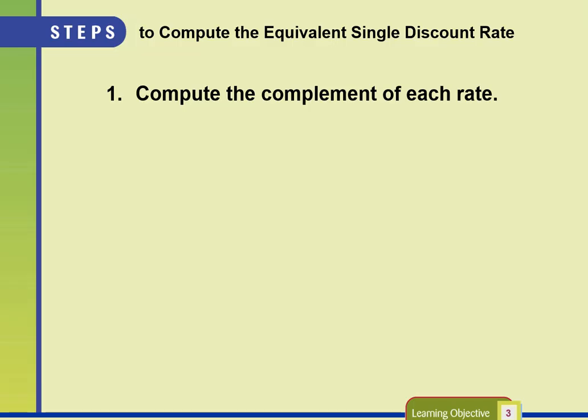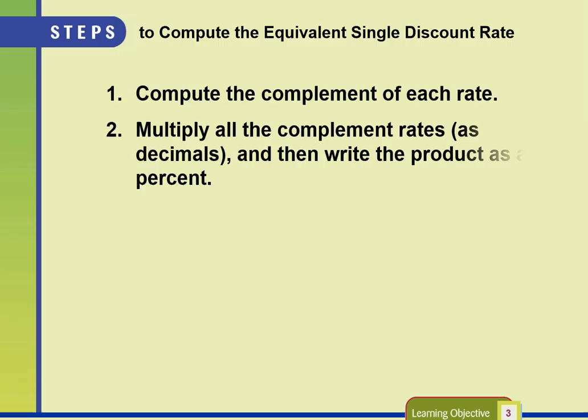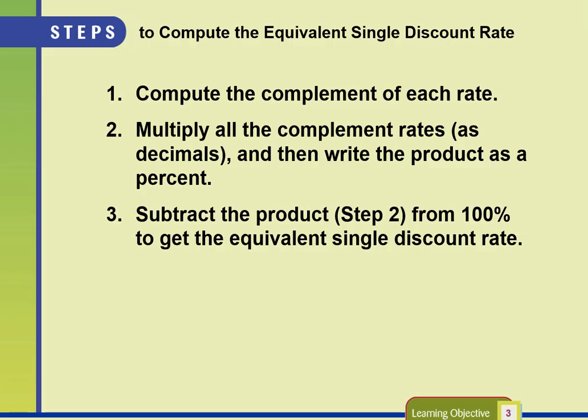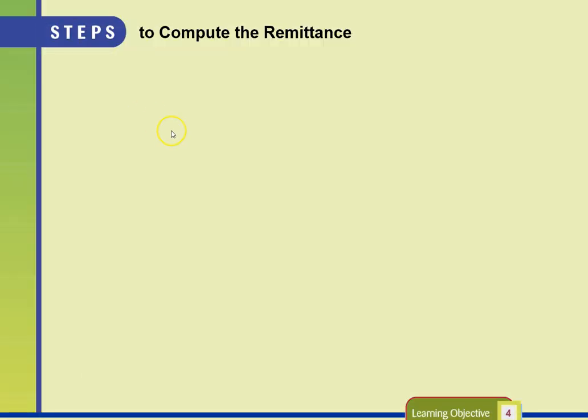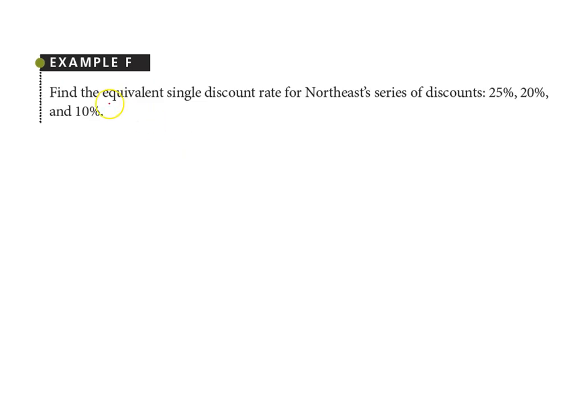So first, as we saw, we just compute the complements of each rate, and then we're going to multiply all the complement rates. We're then going to write that product expressed as a percent, and then we're simply going to subtract the product from 100% to get what's called the single equivalent discount rate. And so here, we're not calculating net price right now. We're just calculating our equivalent single discount rate. I call it the single equivalent discount rate, or SEDR.